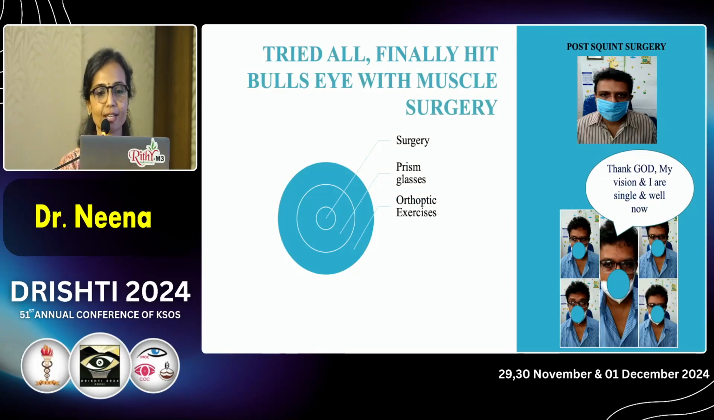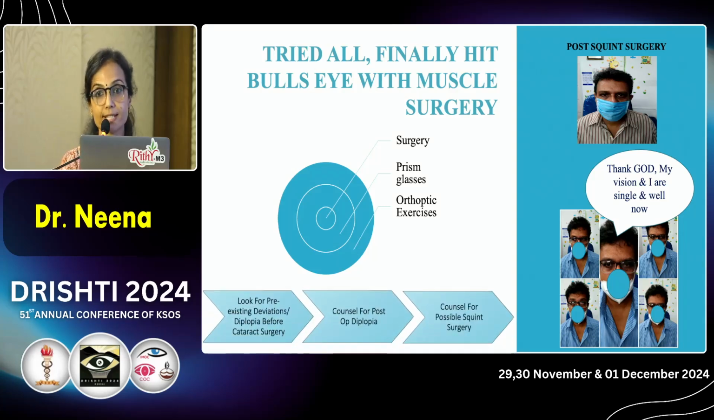So we tried everything: orthoptic exercises, prism glasses. He wasn't happy. Finally, we took up squint surgery for him, and he's now happy because he's able to see single. So you have to be careful in such patients, especially anisometropes with unilateral cataracts. When you're operating, please look for preoperative deviations. Counsel them for the possibility of postoperative diplopia and the possibility of a squint surgery.